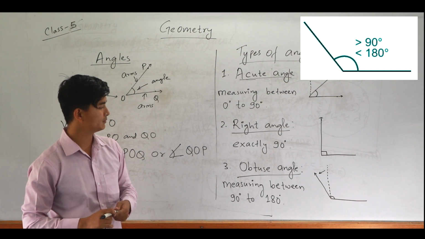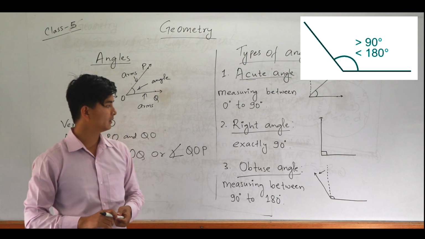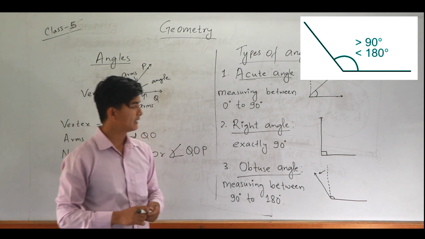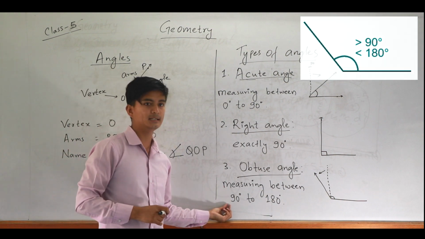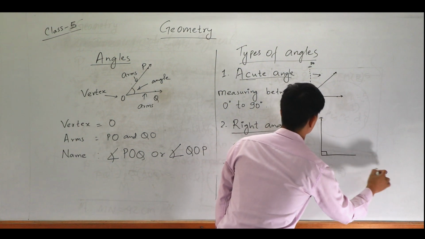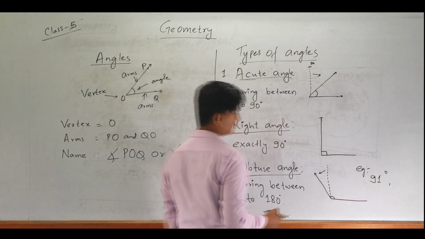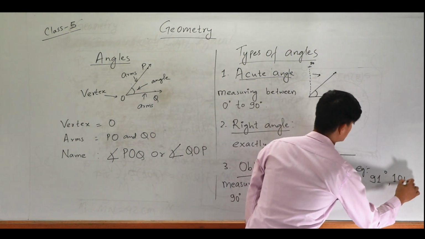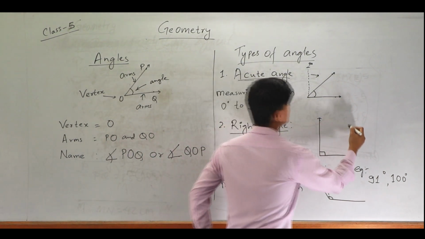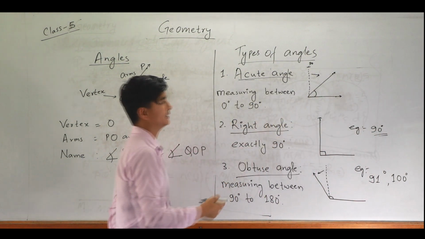Suppose an example for obtuse angle, you can say 91 degrees, it is also an obtuse angle. You can say 170 degrees, it is also an obtuse angle, right? Because 91 is greater than 90 degrees, so we can call 91 degrees an example for an obtuse angle. There are more examples for obtuse angle. You can say 100 degrees also. But for a right angle, we can say only 90 degrees is the example.